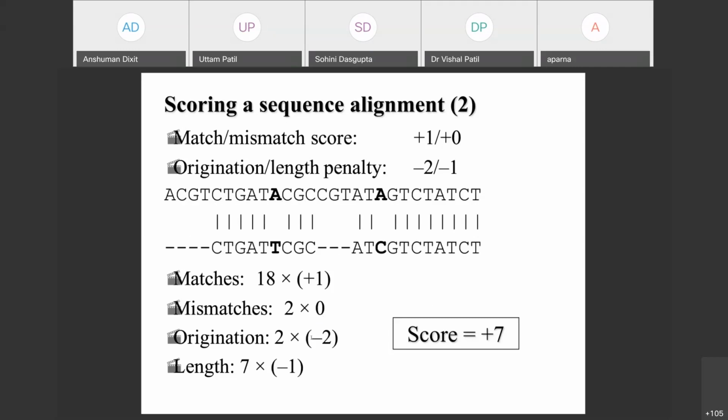For each of the gaps, you have a score of -2, and then you have length. Basically, there are total seven gaps, so for each, you will have -1. So the overall score will be 18 plus 0 minus 4 minus 7. If you say 18 minus 11, the overall score will be +7. So this is how you score this particular given alignment.